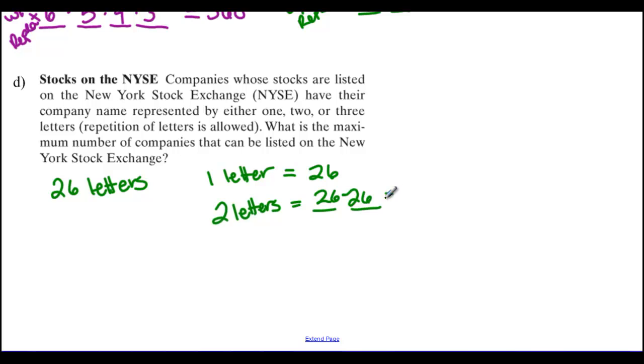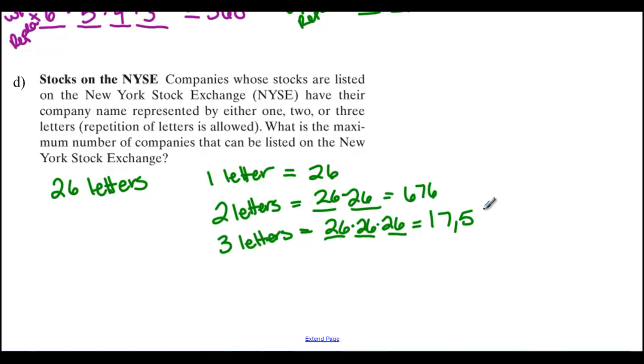So we would multiply those together and get 676. And then for 3 letters, we're going to do 26, 26, and 26, because again, there are 26 options for each of these choices. And that's going to give us 17,576.